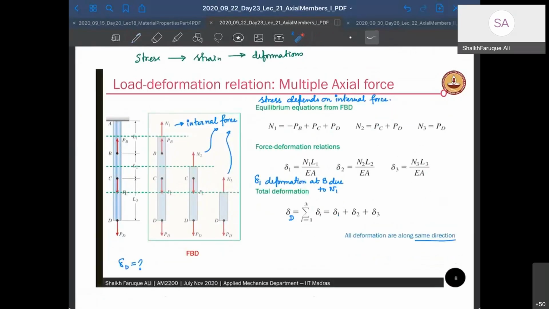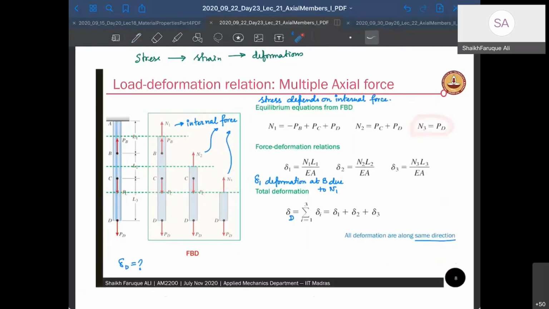So let us take a section at this point. There is one section I'm taking. I take another section at this point, and I take another section at that point. The section that I have at the lowest point is easy. This is the part I can take. That part has PD on the bottom side, so there will be PD on the upper side. Let us call that N3. So N3 is equal to PD.